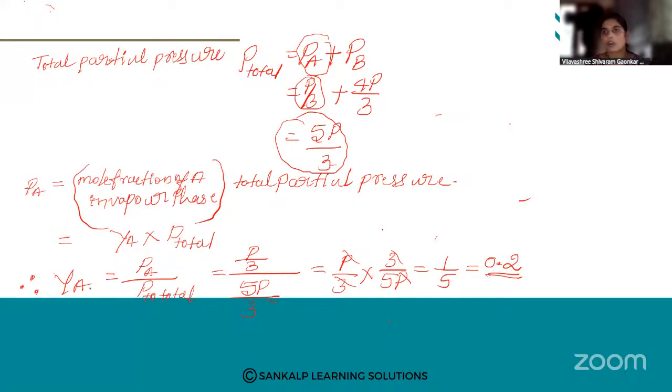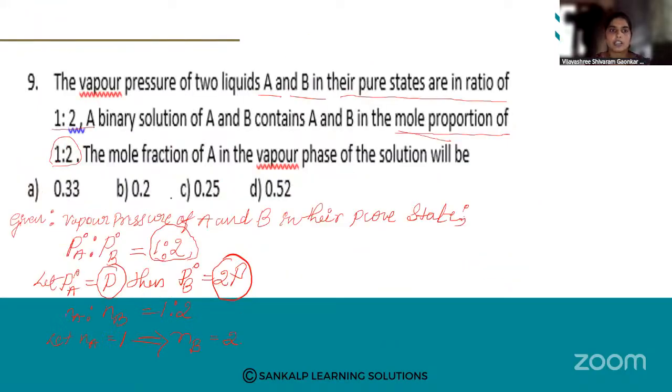We have applied Dalton's law here. If you want, note it down. According to Dalton's law, this formula is taken. That's why mole fraction of component A in its vapor phase is 0.2. Which option is correct? Option B is the right answer. Correct? Option B, 0.2 is the correct answer. In this way you have to solve.